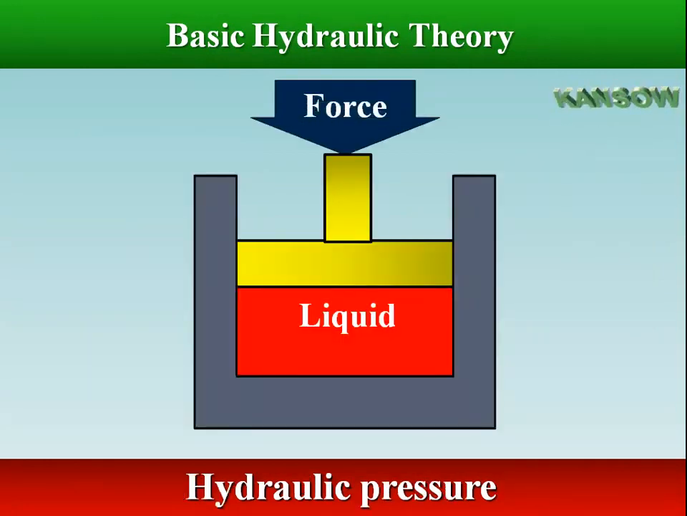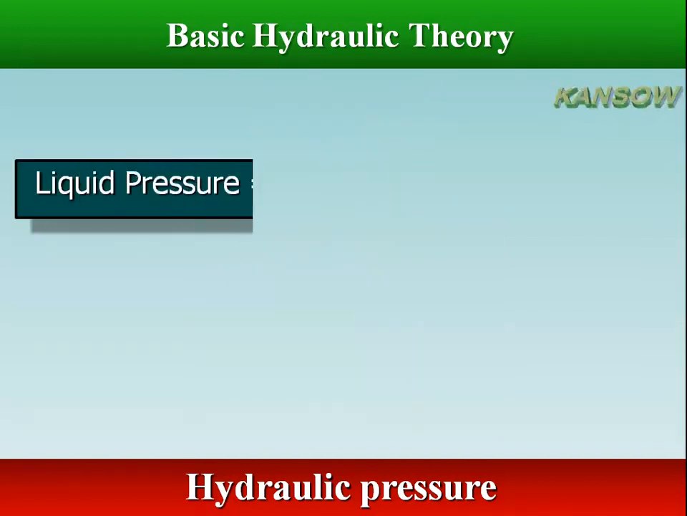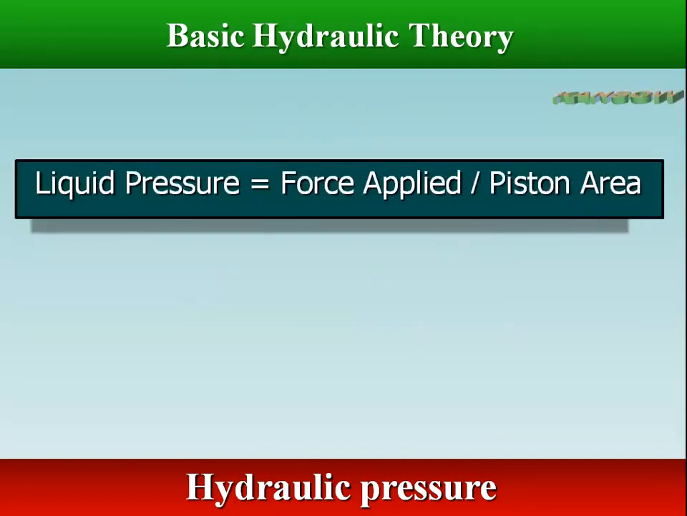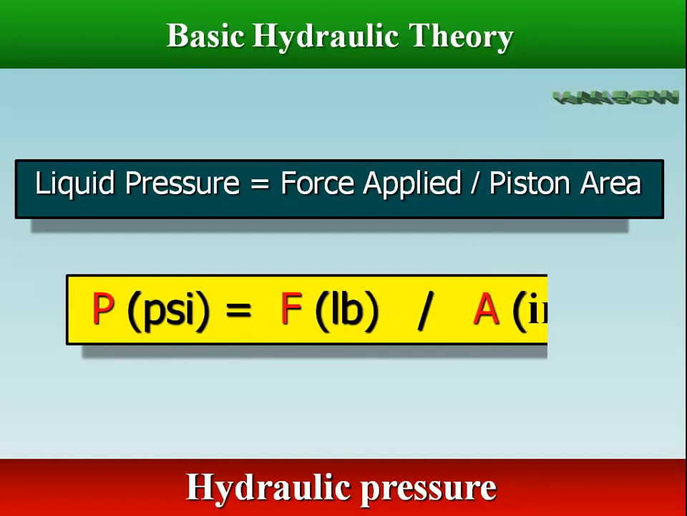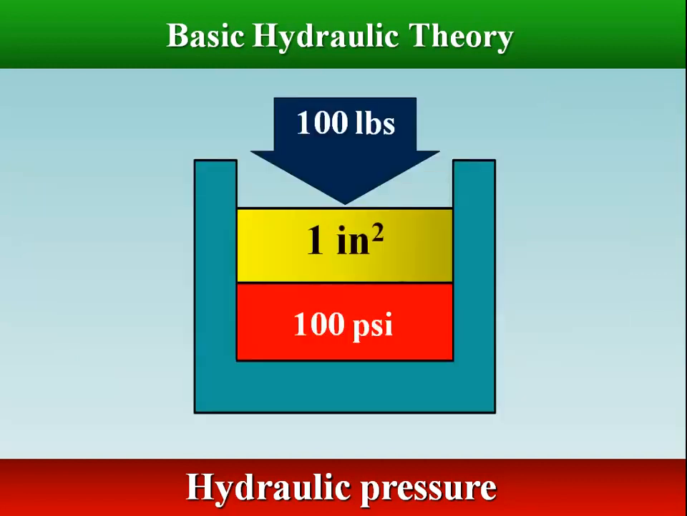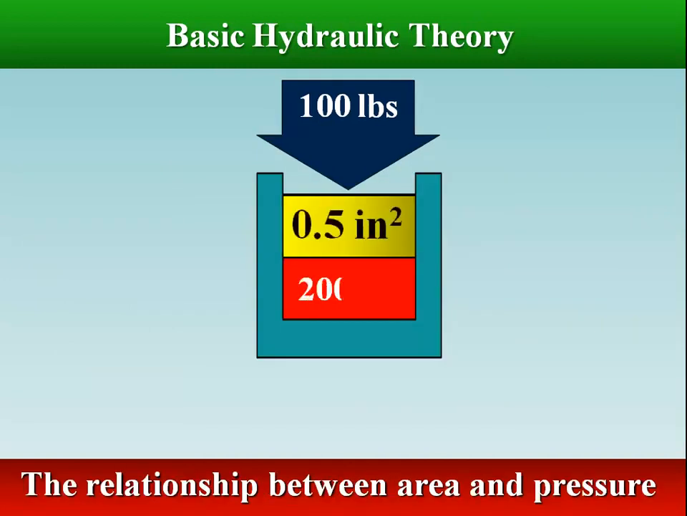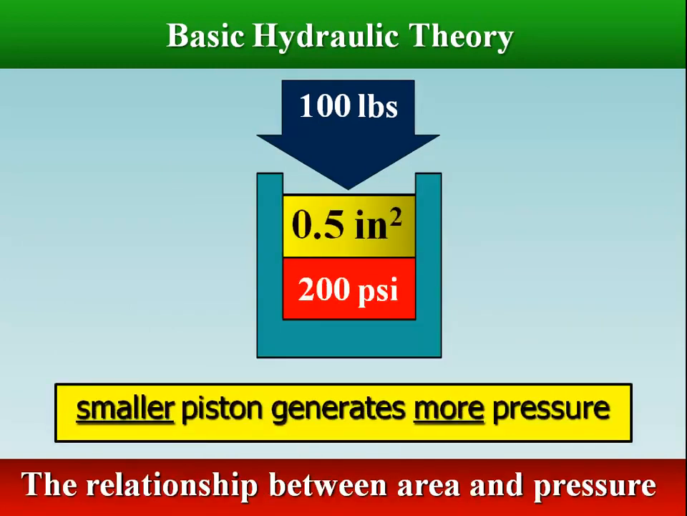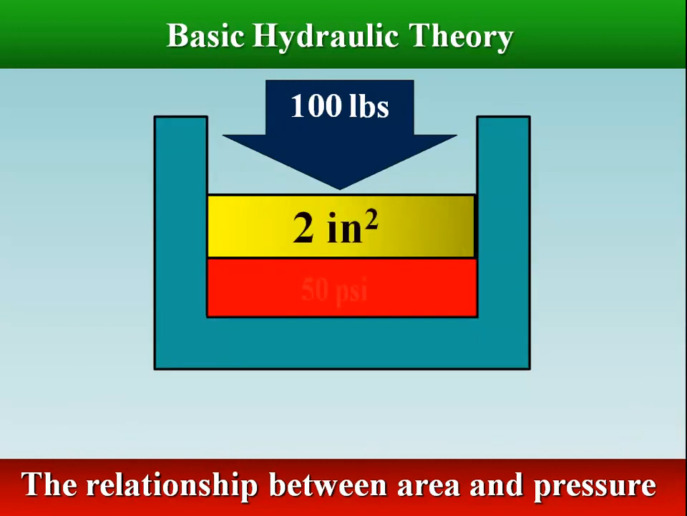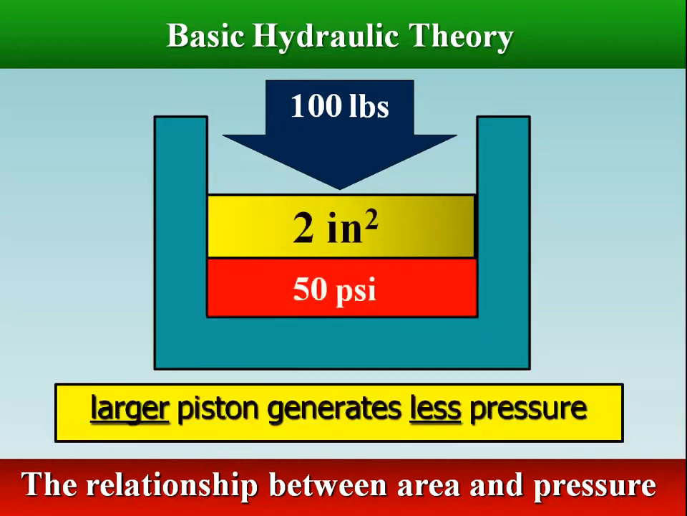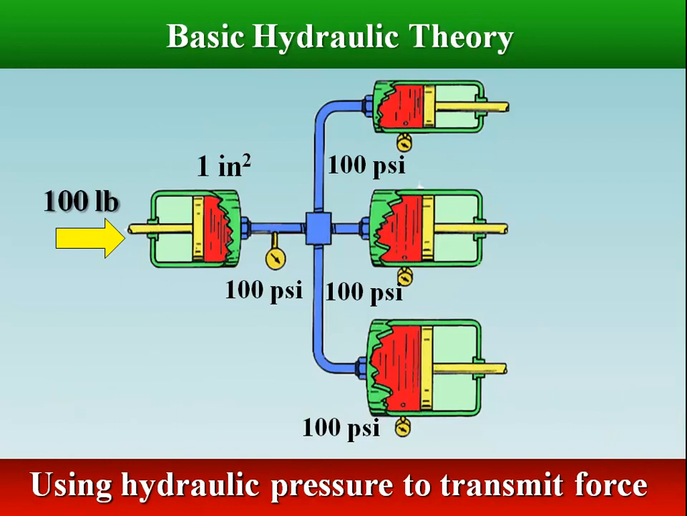Hydraulic pressure represents the force applied to the liquid. Fluid pressure is determined by dividing the input force applied to a piston by the area of the piston. The same pressure applied over different areas can produce different forces, larger and smaller.